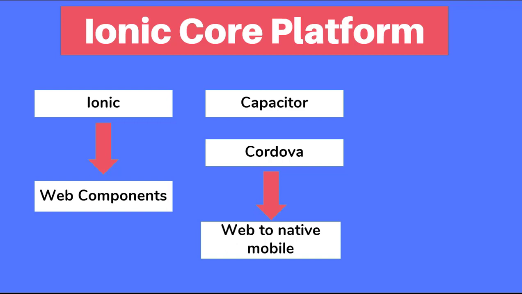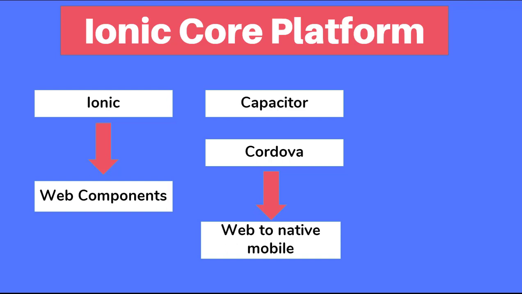So this is a bridge. Capacitor and Cordova are a bridge between the Ionic web and your device API. Like you have a camera, which is your hardware, and Ionic is a web-based component. So Capacitor and Cordova both are the bridge. Its work is like a bridge between your camera and your Ionic projects, right?